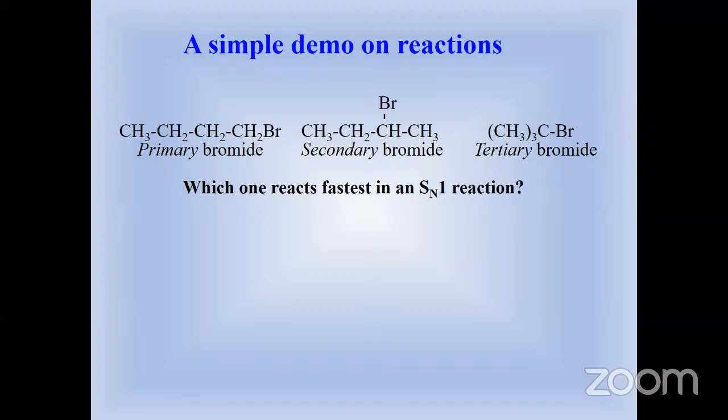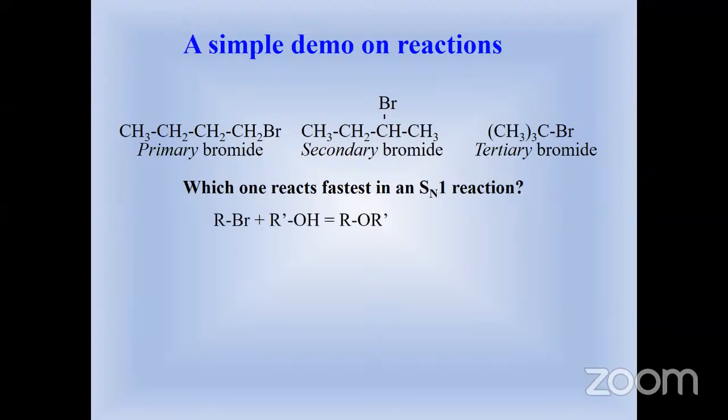And which one will react fastest in SN1? And again, everyone knows, or everybody has read, that it is the tertiary because it produces the most stable carbocation. But the question is, how many of the students actually get to see this reaction? It's in fact very easy to do. And let me show you a video for this.